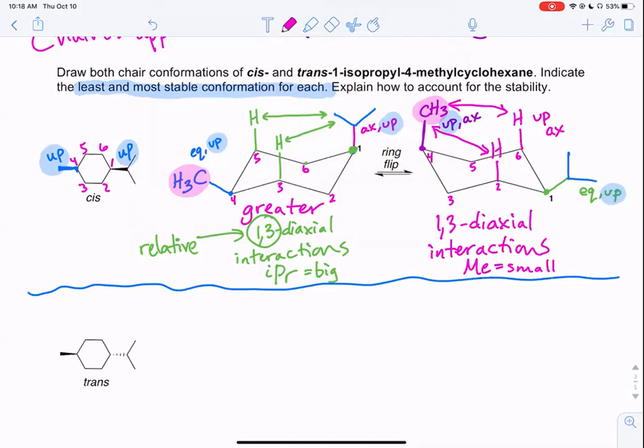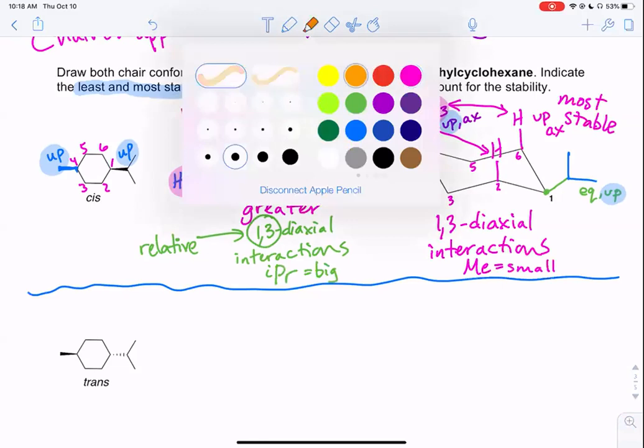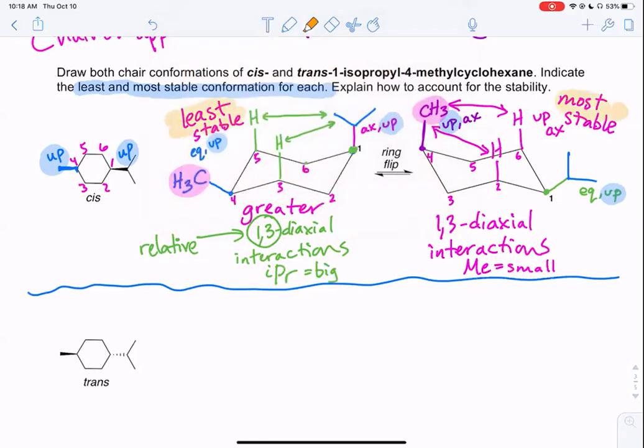This is going to be so busy. This is going to be the least stable conformation here on the left with a bigger axial substituent, and this is going to be the most stable. So let's see if I can highlight that. This is the least stable, that's the most stable. I highly recommend that you pause there and work through any of this on your own, taking some time for reflection before you move on to the explanation for the trans compound.